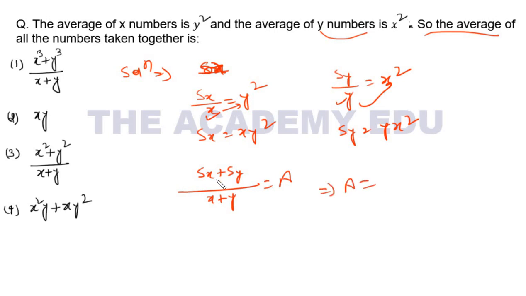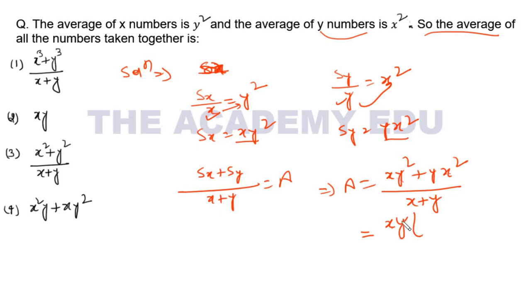So the average is equal to, what are SX and SY? XY square plus YX square, and here I get X plus Y. Now see here there is an X and there is a Y square. Here there is a Y and there is an X squared. So I can take X common, and from here I get a Y also. So what is left here? X, which we took out as common.